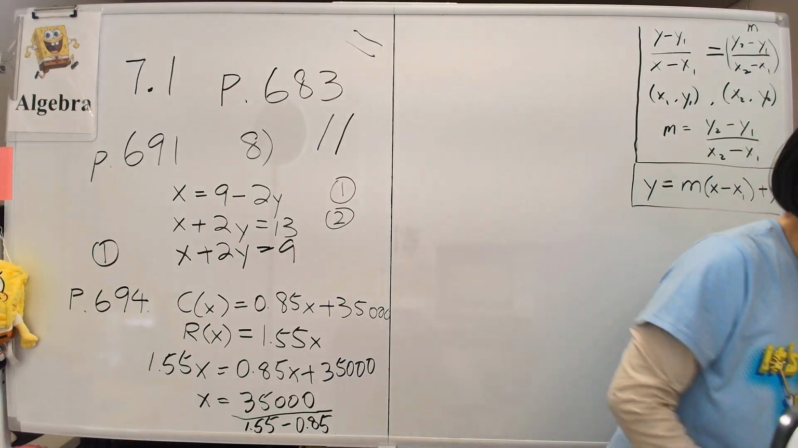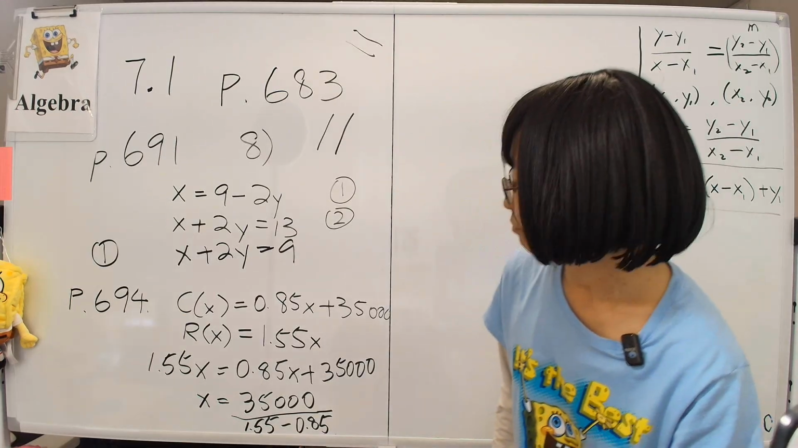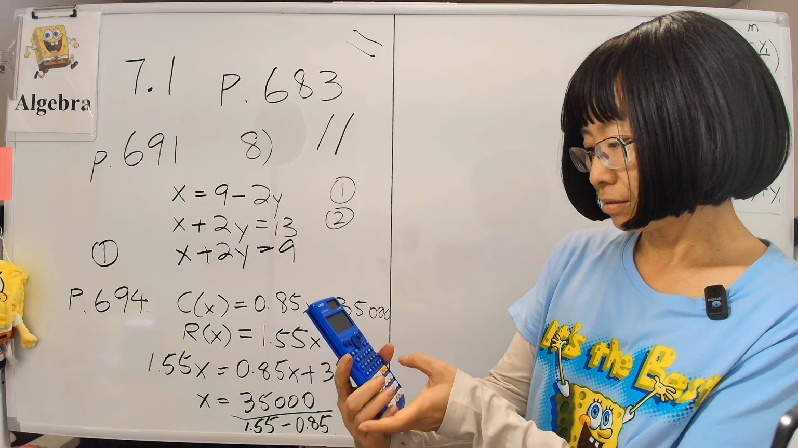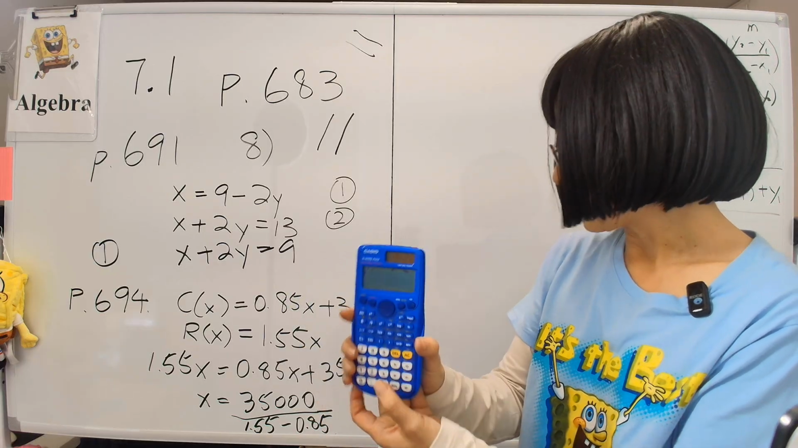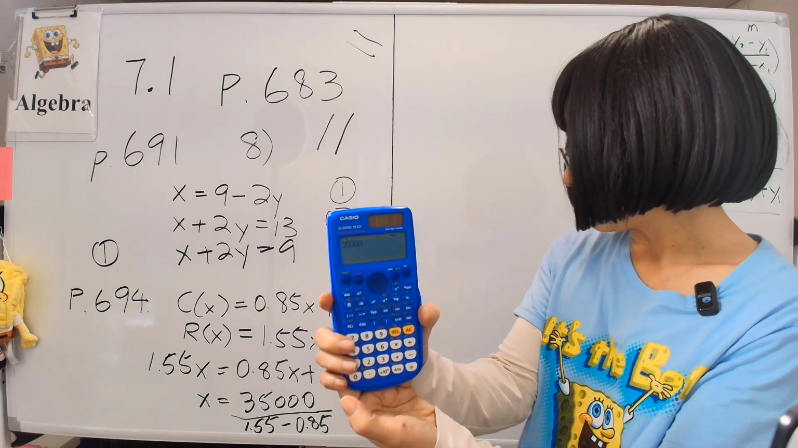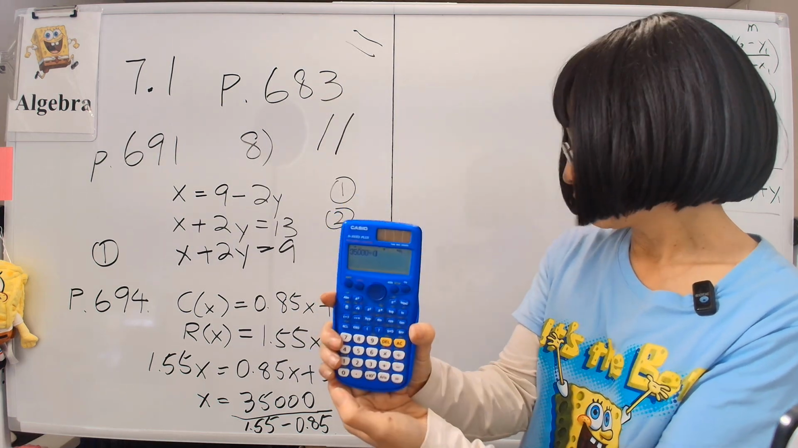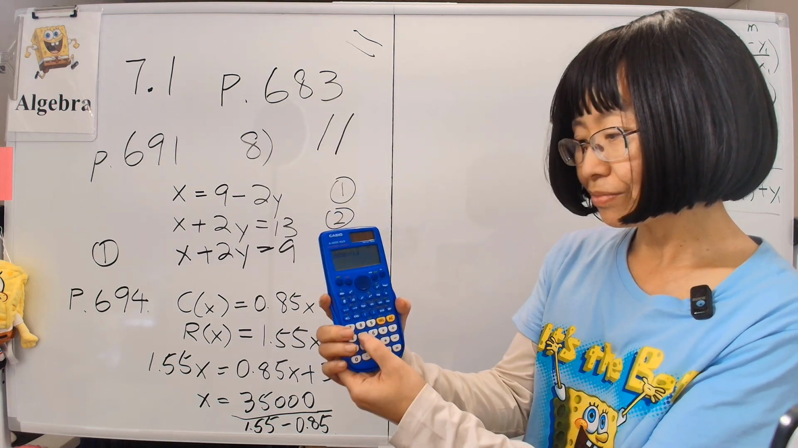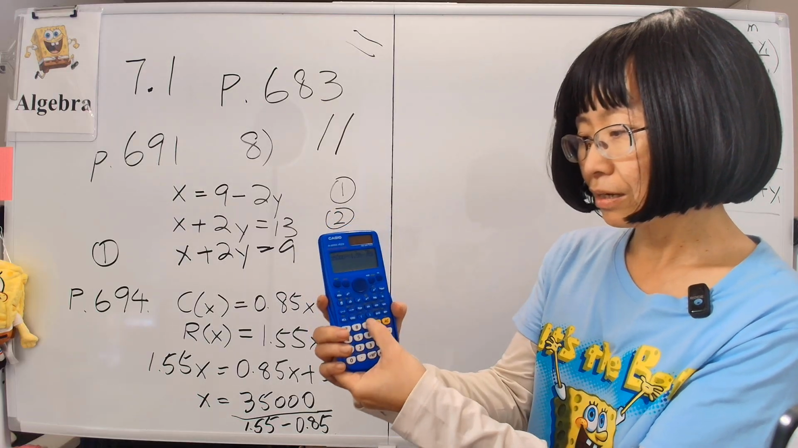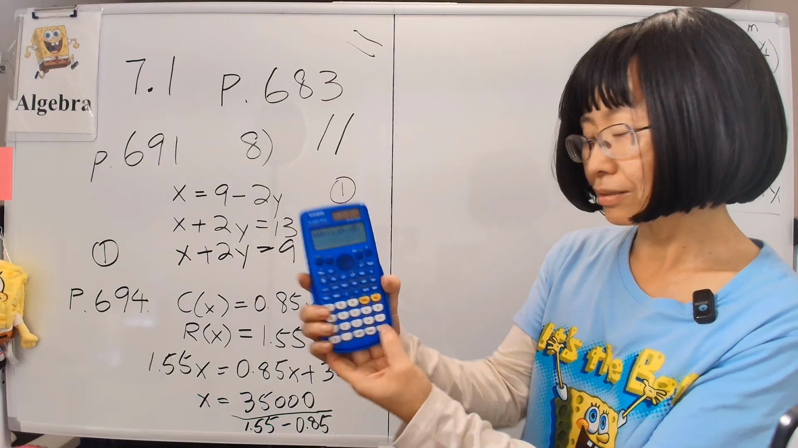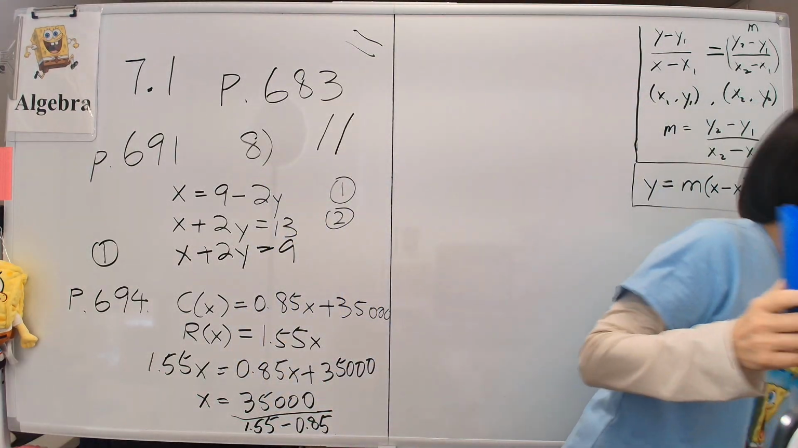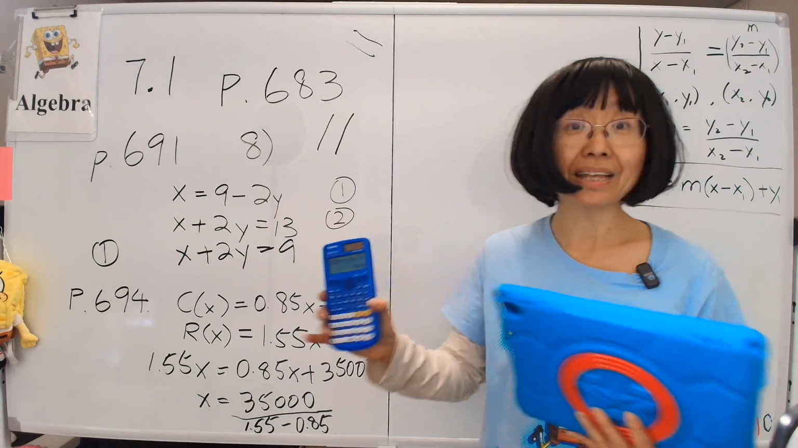Let's crank this out on the calculator. My calculator turned off. There. Okay, I'll punch in 35,000 divided by 1.55 minus 0.85. That should do it. Let's see if we come up with anything sensible. That's 50,000. Is that the answer? Yep, that is the answer.